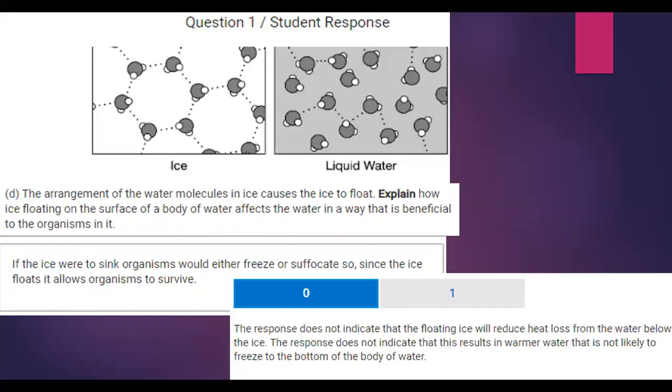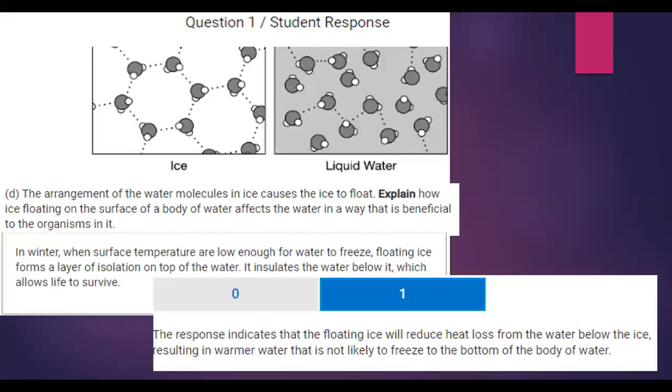That's true, but it's not telling me how water does this. How does water affect it so that this happens? The response did not indicate that the floating ice will reduce heat loss from the water below the ice. Response does not indicate that this results in the warmer water not likely to freeze on the bottom of the body of water. Okay, looking for that word insulator, basically.